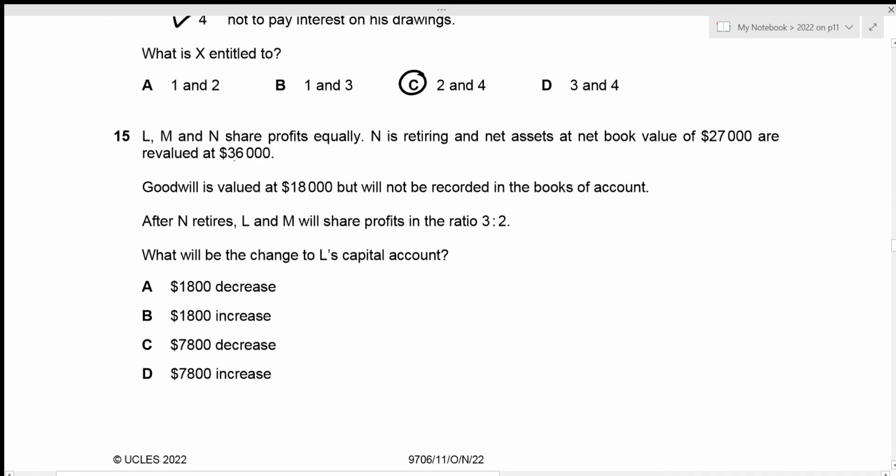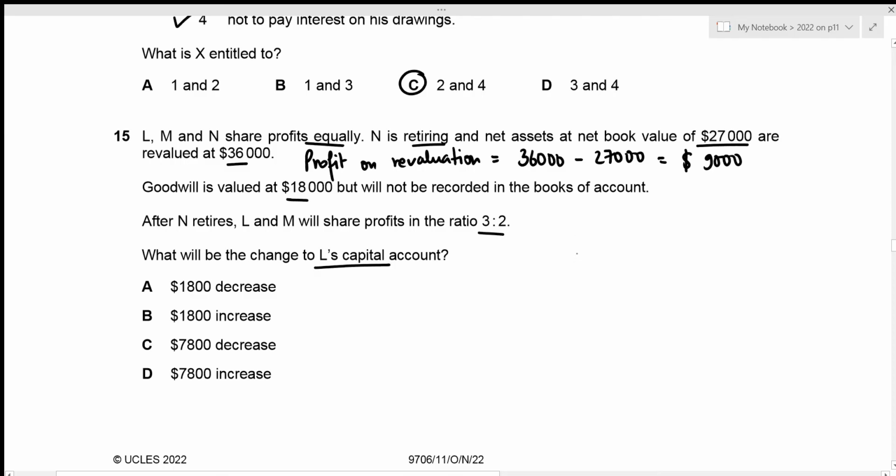L, M, and N share profits equally and N is retiring, and net assets at net book value of 27,000 are revalued at 36,000. Let's figure out the profit on revaluation. And this is a profit because the value has been increased, right? So the new value is 36,000 and the previous value was 27,000, which means that the profit on revaluation is of 9,000. All right. Goodwill is valued at 18,000 but will not be recorded in the books of accounts. After N retires, L and M will share profits in the ratio 3:2. We need to figure out the change to L's capital account. Okay, let's prepare the capital account.